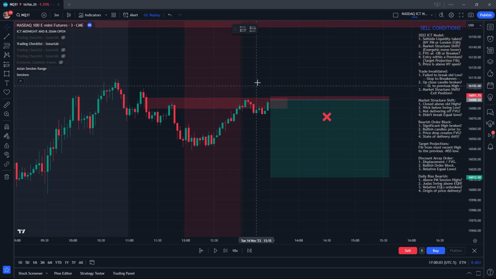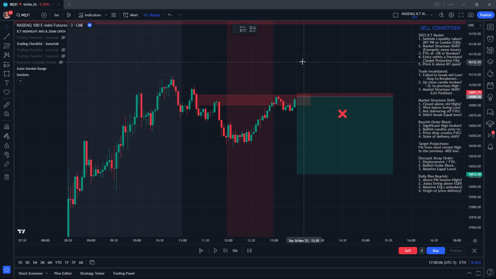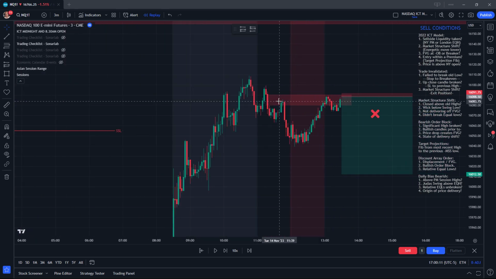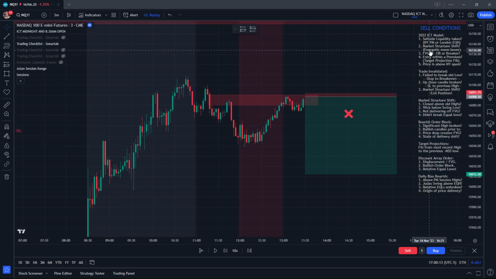See if we can get another sign that we're not supposed to enter this. So sell side liquidity taken, yes, that's fair enough. Market structure shift. This is the market structure shift here, but is it though? Because if we go into the market structure shift here, it has to close above an old high. That's fine. Wick below a swing low. Happened here. But when it breaks the swing low, it mustn't break equal lows. It didn't break equal lows.